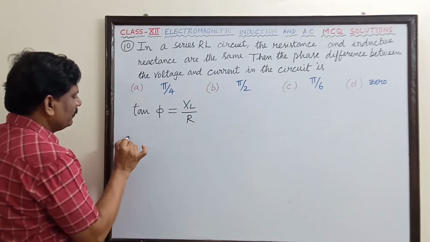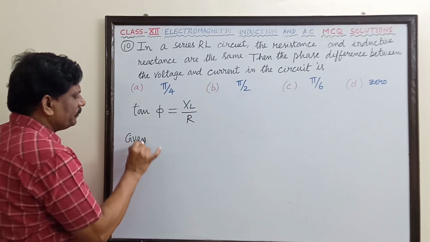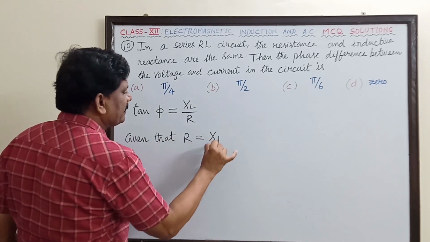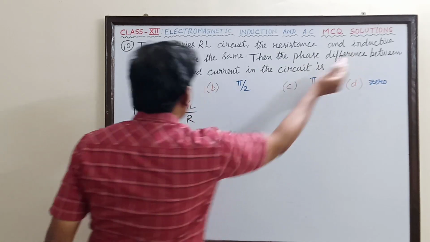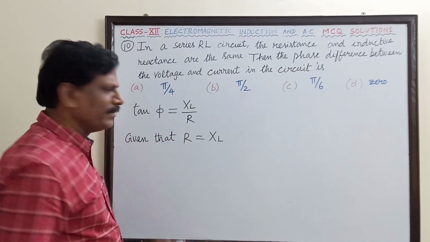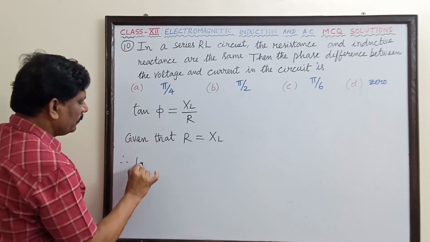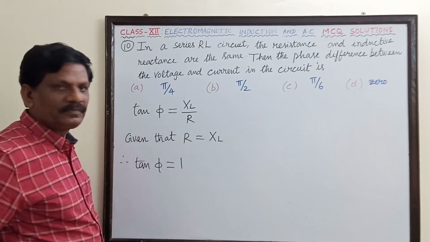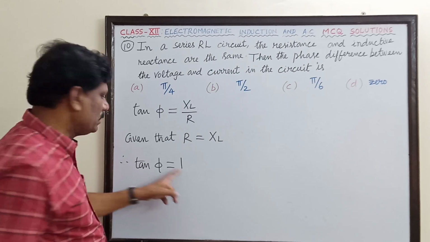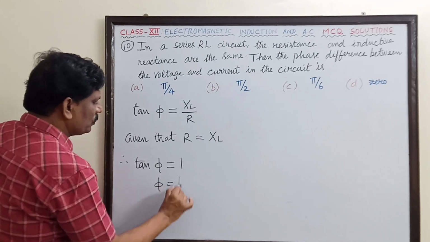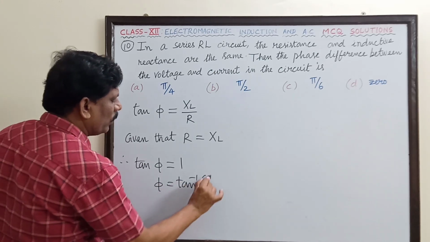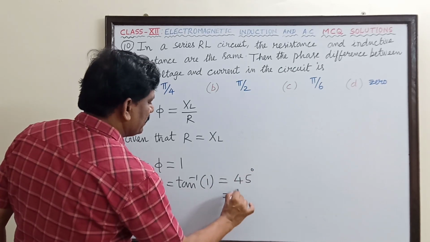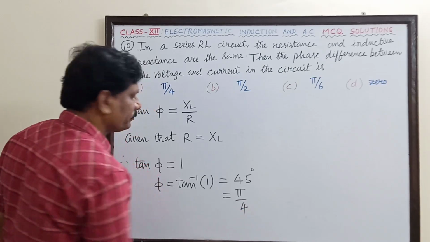So what is given? It is given that R is equal to XL. Resistance and inductive reactance are the same. Therefore, tan phi is equal to 1. This ratio will be equal to 1. So, phi is equal to tan inverse of 1. So, that is equal to 45 degrees, and that is equal to pi by 4.